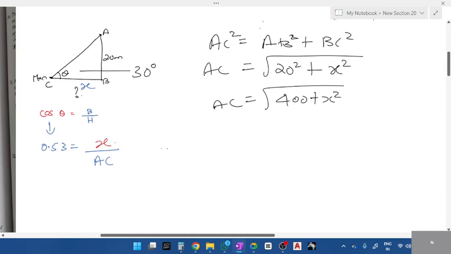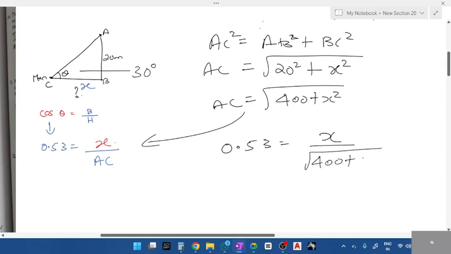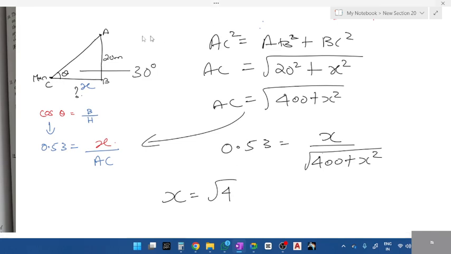AC is equal to 400. Now we'll substitute this here. 0.53 is equal to x divided by root of 400 plus x square. Now x is equal to square root of 4. Fine. X is equal to square root of 4, students. How will you remove the square root? See, x square is equal to 4. I don't need this square. What happens to the square if it goes to the other side?